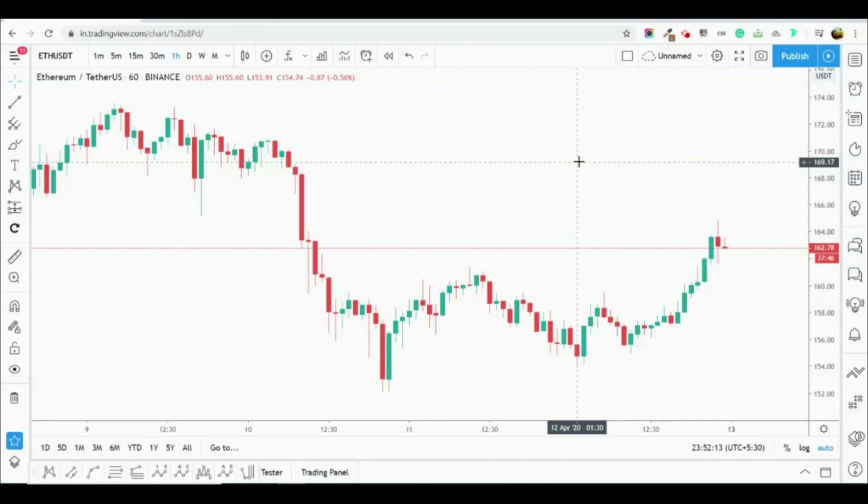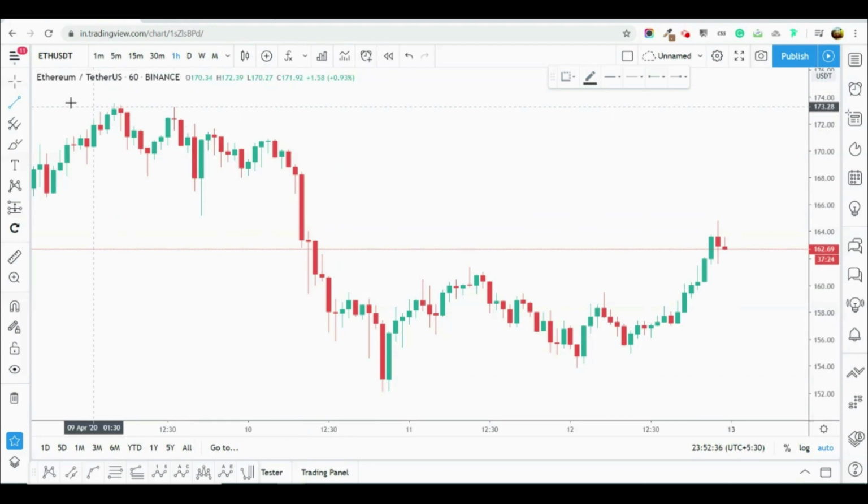In this video, we shall be discussing how to draw the support and resistance lines, and we shall be discussing about three strategies on how to use them. Right now, we are using the Ethereum and Tether USD chart, which is a cryptocurrency pair, obviously. This is the 1 hour time frame, and we are using the Binance exchange on the TradingView charting platform, which is basically available with every broker.